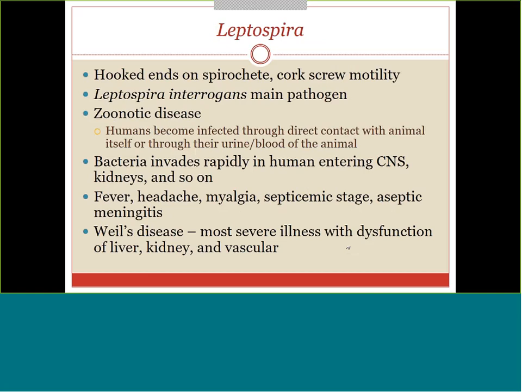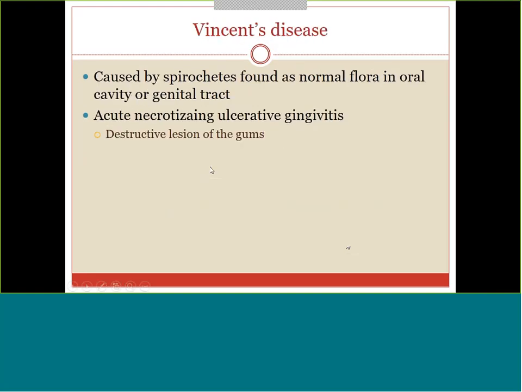There's a more advanced disease of this called Weil's disease, in which you'll see a very severe illness where your organs are not functioning properly. So it's Leptospira interrogans only worse, basically. It's a more severe infection of it.